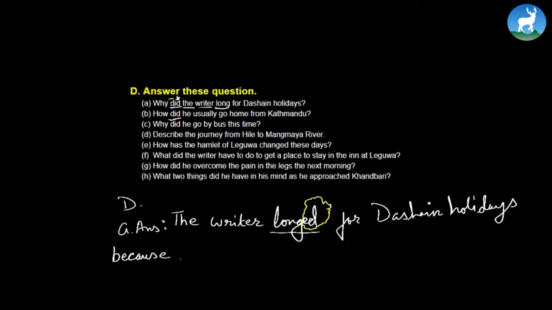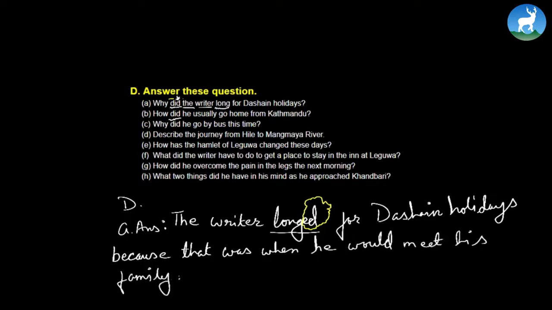if you read the first paragraph, the sentence is, that was when I would meet my family. So that I is the author, the writer, right, who shared this travel journal. So the writer longed. Be very careful with the tense used here, did, it's simple past. So you are taking this to simple past. The writer longed for Dasai holidays because that was when he would meet his family. See, this is how you should be answering your questions.